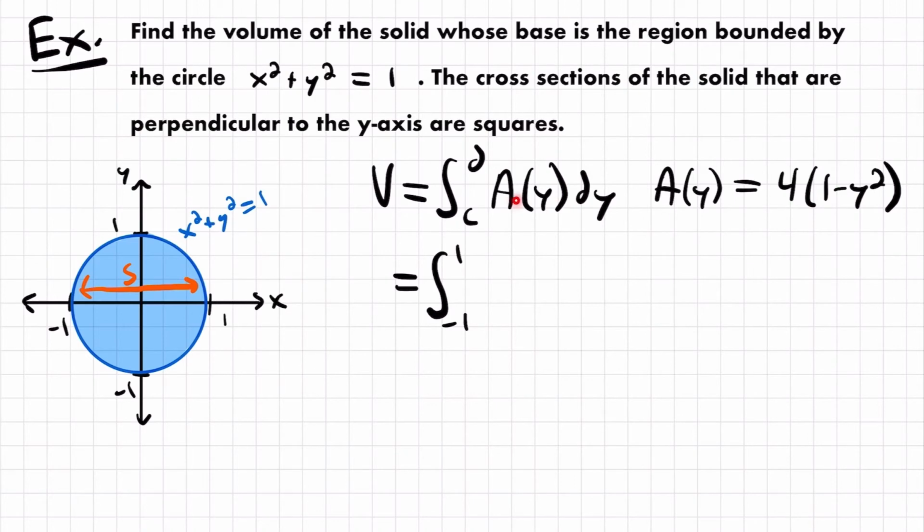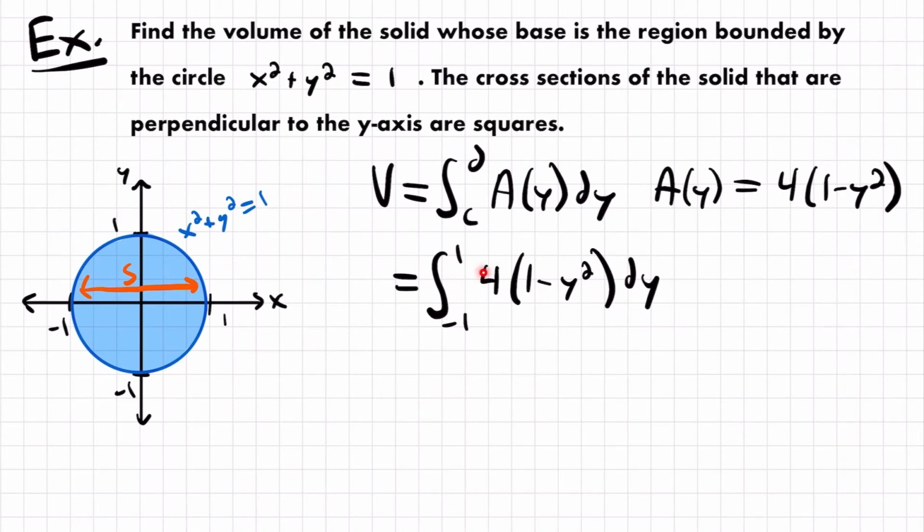And then our cross-sectional area in terms of y is 4 times 1 minus y squared. And so we will have 4 times 1 minus y squared times dy. Okay, and so this definite integral represents the volume of our solid in this problem. And so now all we have to do is solve it.